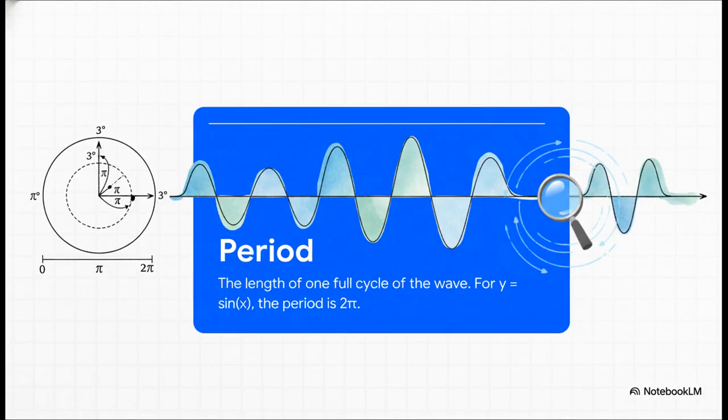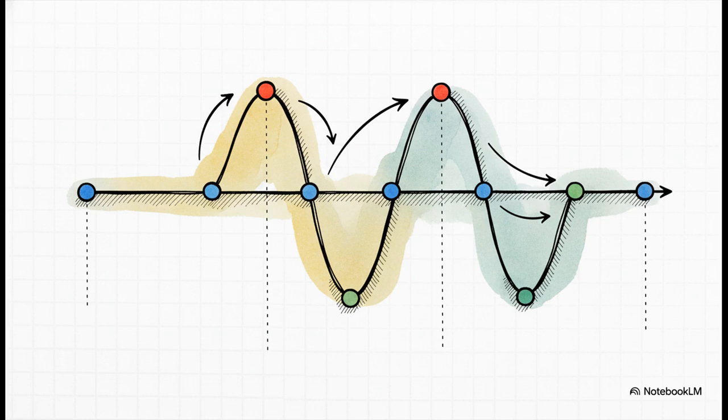Okay, next up, the period. This is just asking how long does it take for the wave to do its whole thing before it starts repeating? Well, it took one full trip around the circle to make one full wave. And the distance around a unit circle is its circumference, which is 2 pi. So the period, the length of one cycle, is 2 pi. And what's so cool is that the wave has this super predictable rhythm. It always follows this pattern. It starts at 0, goes up to its max, comes back down to 0, drops to its min, and then returns to 0. This simple little 5-point pattern, that's your golden ticket for graphing any sine wave fast.